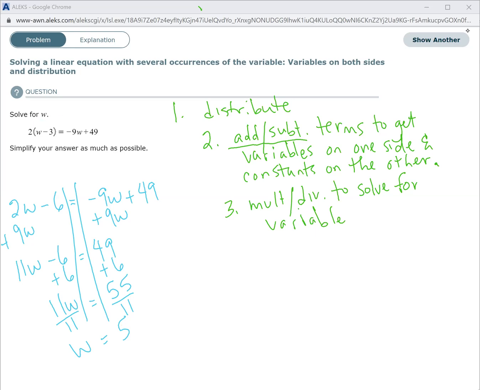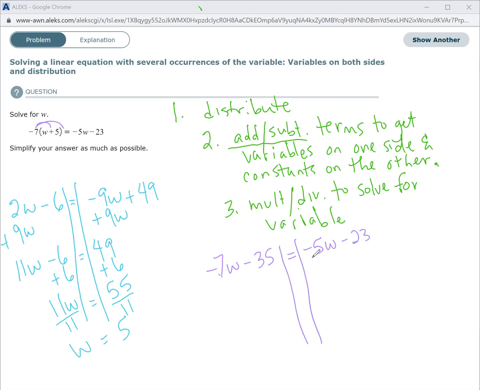I'm not going to take the time to erase everything. We'll just put it on the same whiteboard here. Okay, so we're going to go ahead and distribute. -7 times w, and -7 times a +5 is -35. And we have -5w minus 23. Okay, we did the distribute. Now we're going to do the second step, which is add or subtract terms.